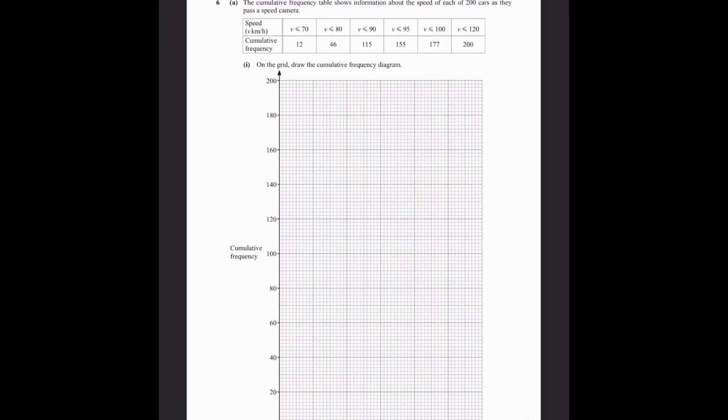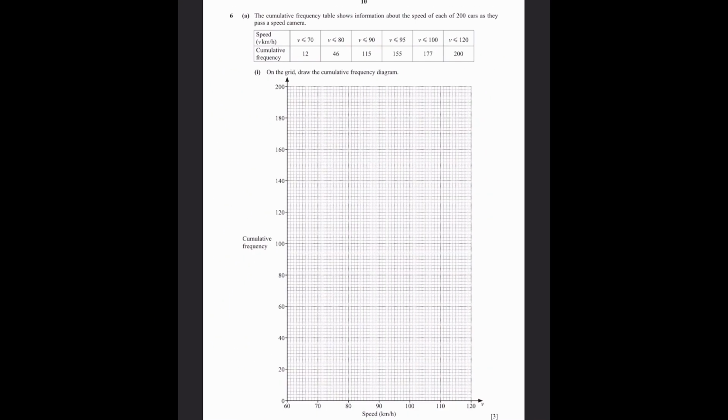Let's go to question 6. Question 6. A. The cumulative frequency table shows information about the speed of each of 200 cars as they pass a speed camera. So the speed and cumulative frequency are given over here. 1. On the grid, draw the cumulative frequency diagram. Let's start with V less than or equal to 70. And that'll be at 12. So we'll put a mark at 70 and 12.